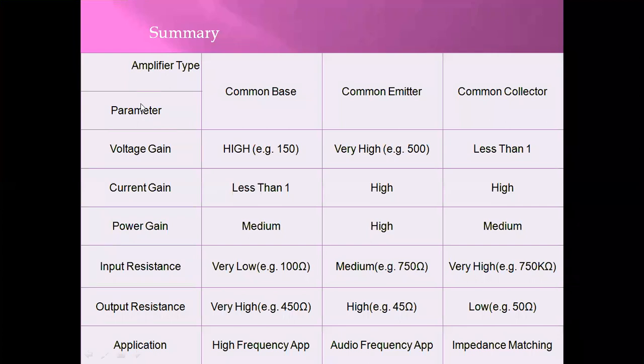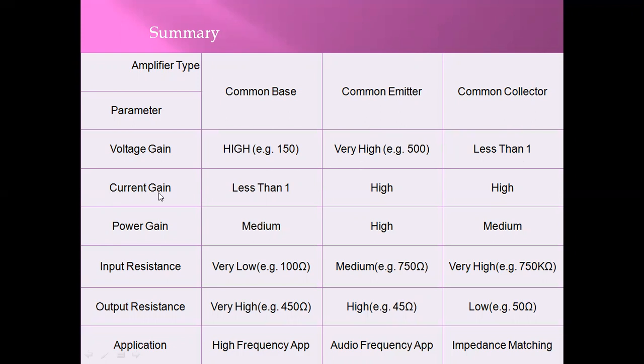Taking the amplifier type and parameters. Here, the first is common base, the second is common emitter, and the third is common collector. With respect to the voltage gain parameter, it is very high in the case of common base, that is 150, and in the case of common emitter, it is very high, that is 500, and in common collector it is less than 1, as we have discussed.